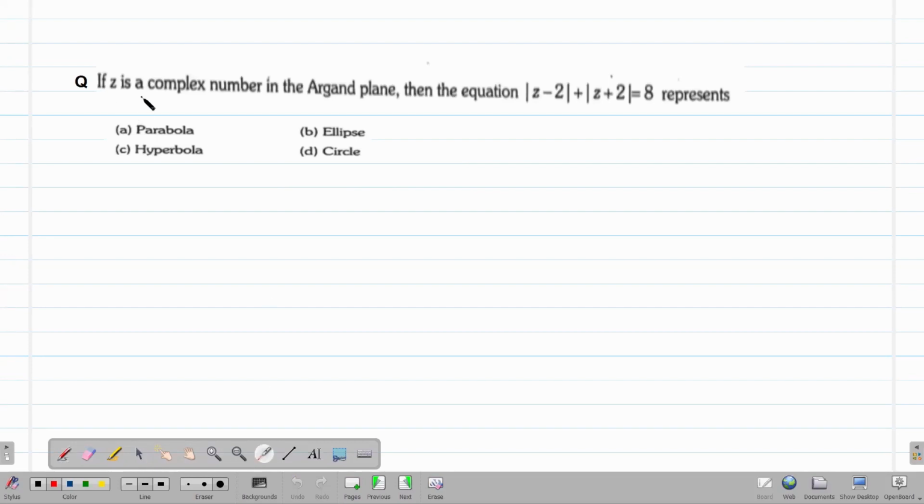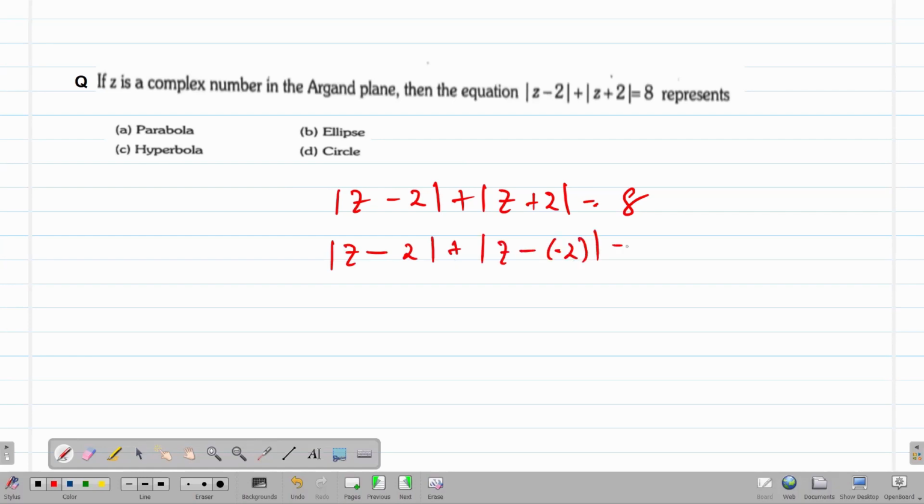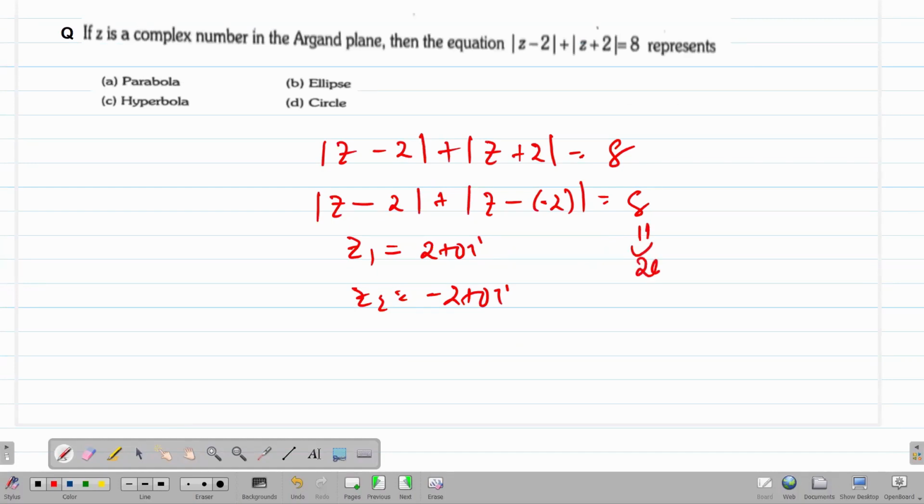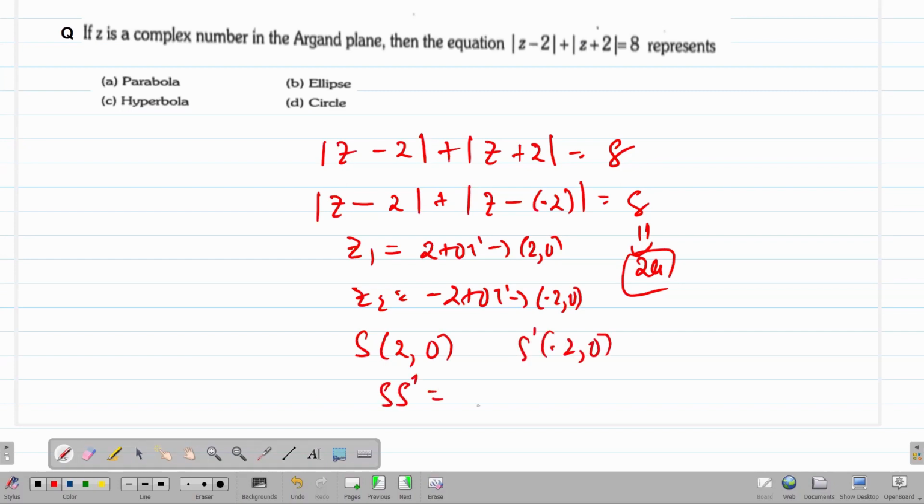Now look, another application. If z is a complex number in the Argand plane, then the equation |z - 2| + |z + 2| = 8 can be rewritten as |z - 2| + |z - (-2)|, so z1 is 2 + 0i and z2 is -2 + 0i. Here 2a is 8, S is (2, 0) and S' is (-2, 0). SS' is the distance between 2 and -2, that is 4, which is less than 8.